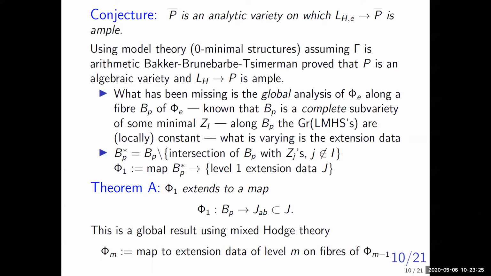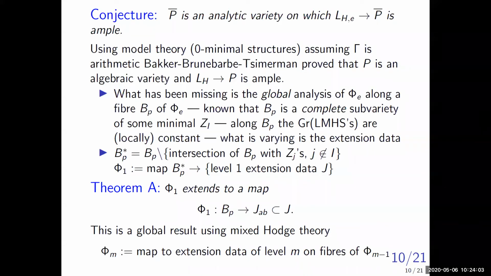A conjecture of some years standing is that P bar is actually an analytic variety on which this Hodge line bundle, canonically extended, is ample. In the classical case, when D is a bounded Hermitian symmetric domain, this is a consequence of the Baily-Borel-Satake compactification. So this is some sort of Hodge theoretic analog of Baily-Borel-Satake.